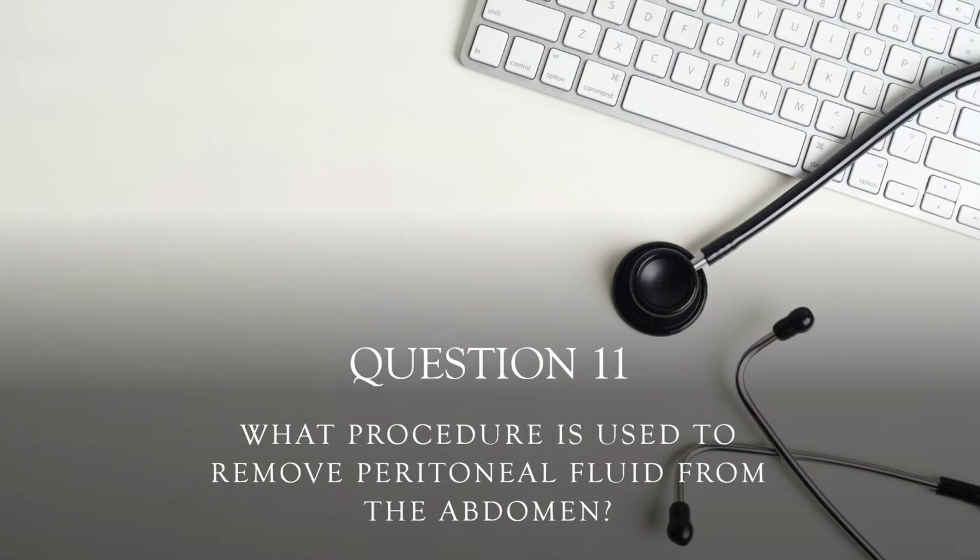So, what procedure is used to remove peritoneal fluid from the abdomen? Well, this is a paracentesis. When a patient is going to have a paracentesis, it's important to have the patient void before the procedure. This is to ensure that the bladder is not perforated during the actual procedure of the paracentesis. We would have the patient in a high Fowler's or sitting on the side of the bed.